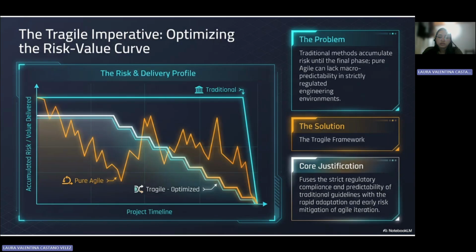Justification: how the strict regulation compliance and the predictability of traditional methods give way to the rapid adoption and early delivery of agile.